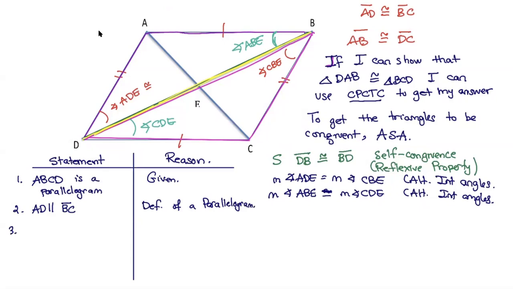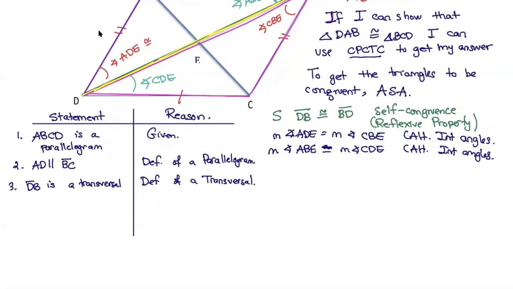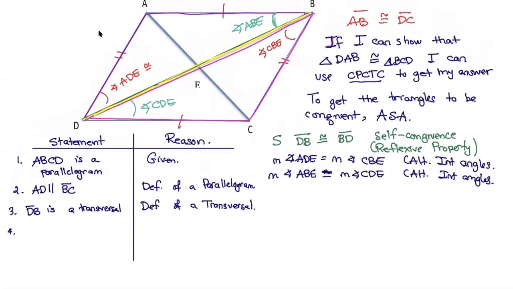Furthermore, the diagonal DB is a transversal. And this is by definition of a transversal. Transversal, remember, is simply a line that cuts two other lines. Now, since the two lines that it cuts are parallel, we have a few theorems that we can use.